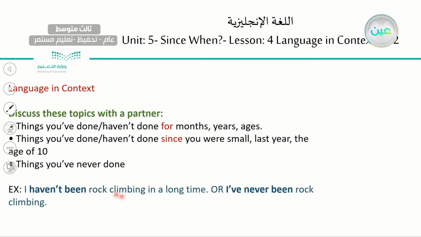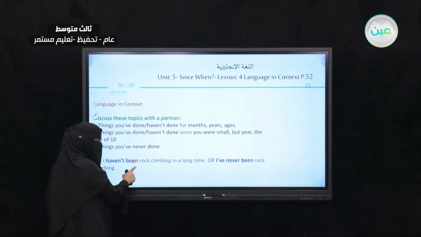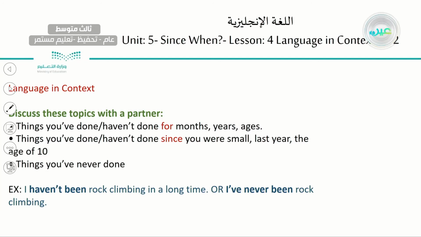Okay, we have an example in your book here. I haven't been rock climbing in a long time. Here they are referring to the picture you can see on your book next to the text. Or I've never been rock climbing. I have never been rock climbing. Notice here I haven't been or I have never been. Never here, it replaces not. Both of these statements refer to a negative, something you haven't done before. Okay, so you can say I haven't been or I have never been. Both mean the same.